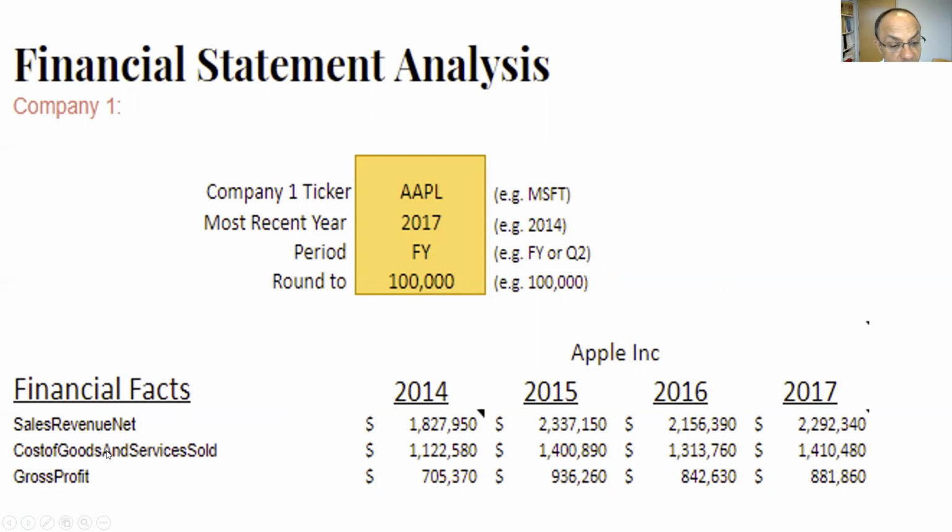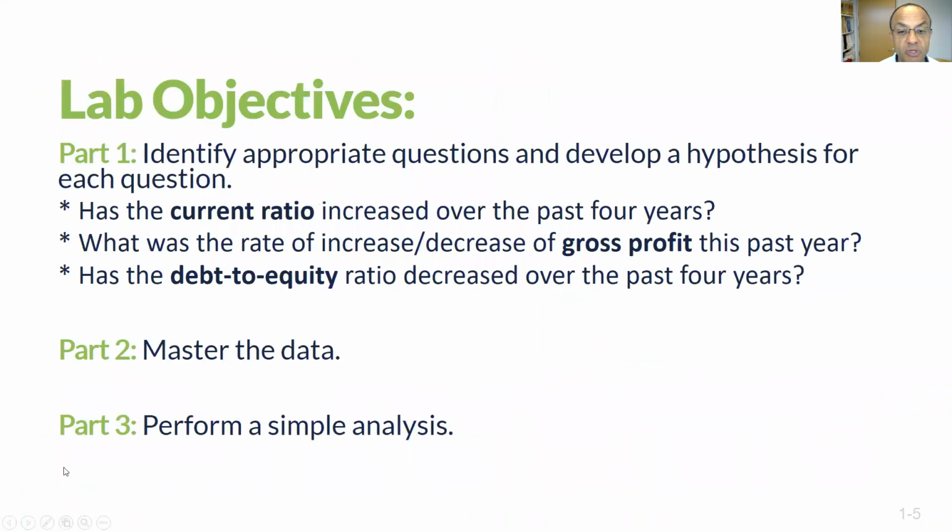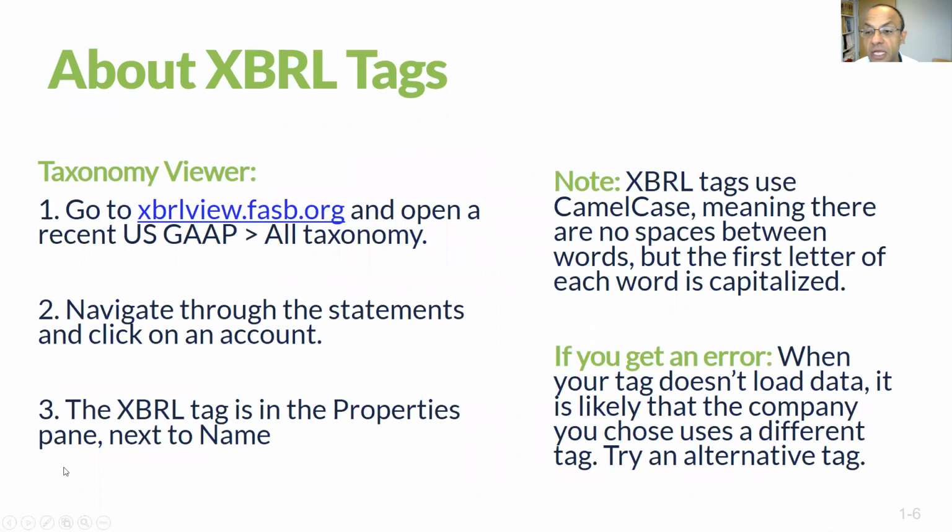And also CostOfGoodsAndServicesSold, you can see it looks like one word, but each word starts with a capital letter. So this is what we mean when we say XBRL uses camel case. If you get an error when your tag doesn't load data, then it's likely that the company you chose uses a different tag, so you can go back and do it.